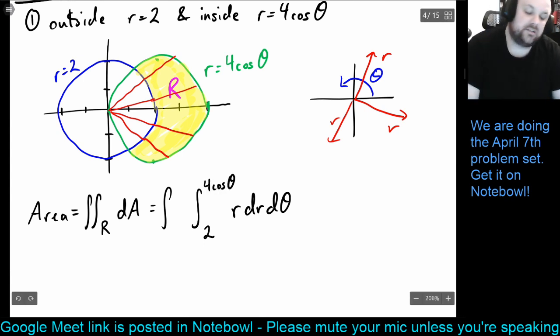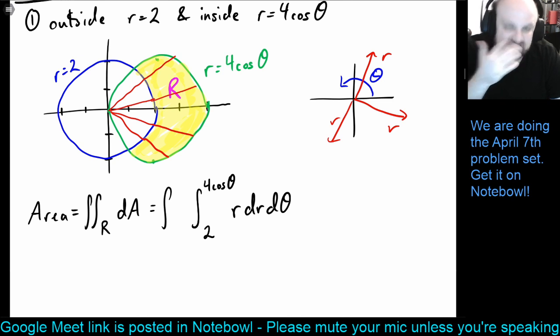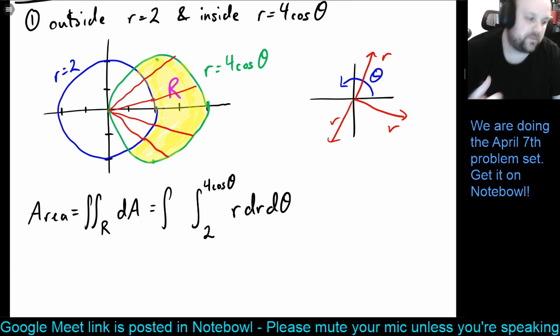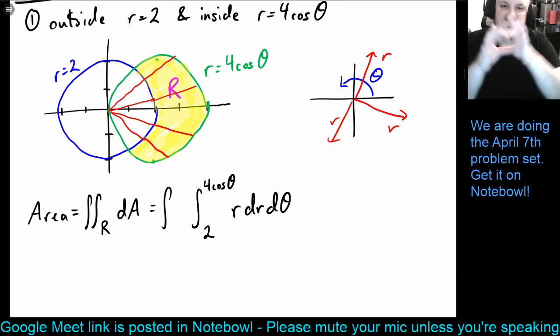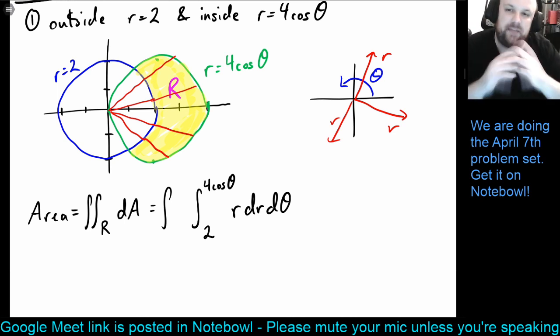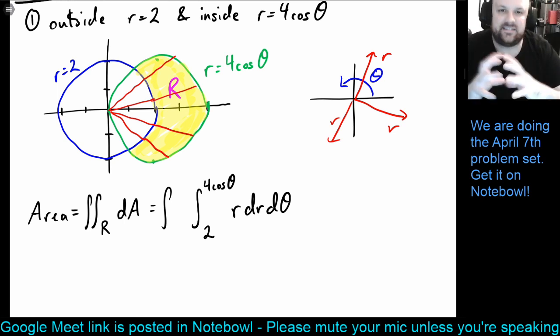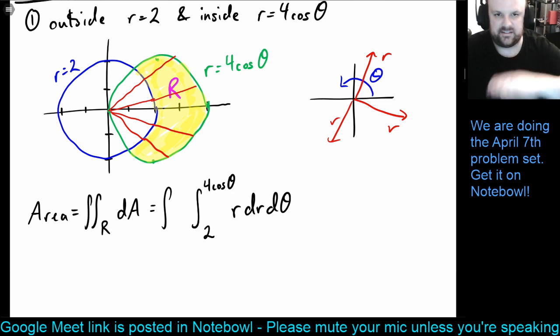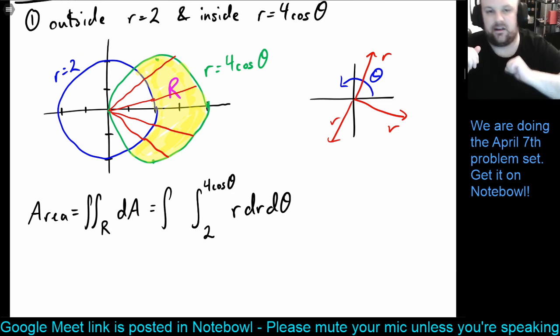Okay. So again, what's important to remember here is it's always inside to outside for r. Since r starts at the origin and expands outward, the bounds on r are always inside to outside. Inside is the bottom, outside is the top of the integral.